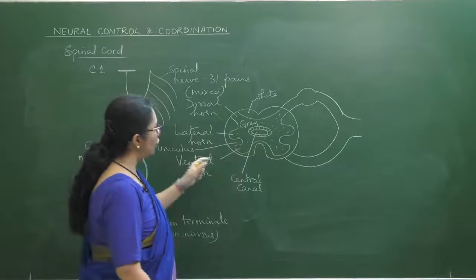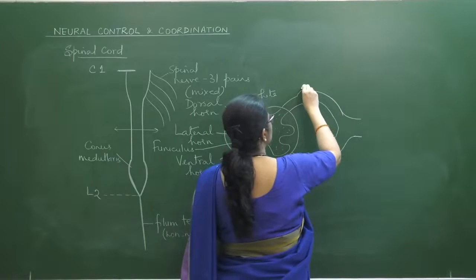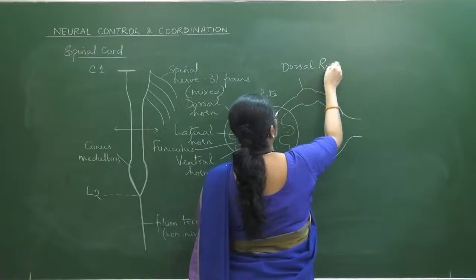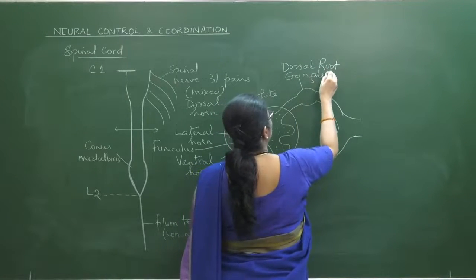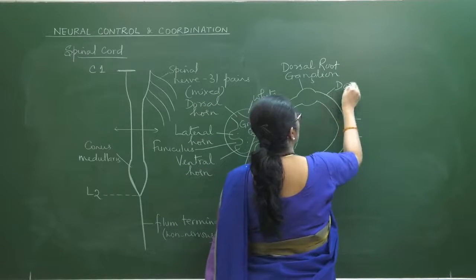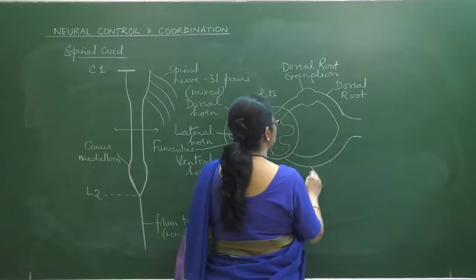Then this structure that you see here is a ganglion, let me mark, dorsal root ganglion, ganglia is plural, ganglion singular, okay? This is the dorsal root. This one is the ventral root.